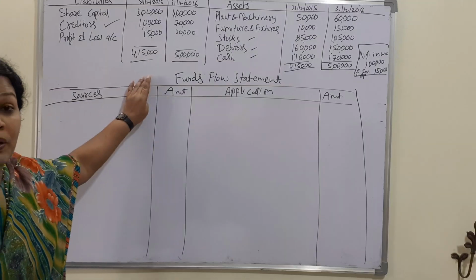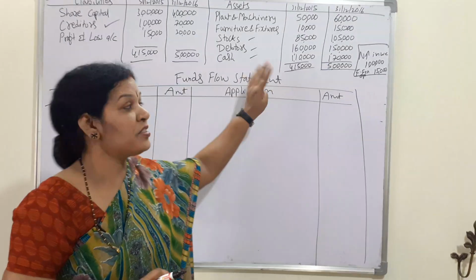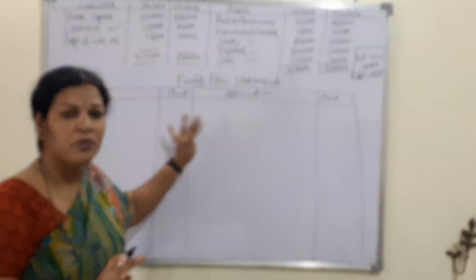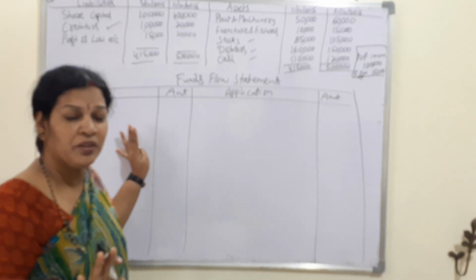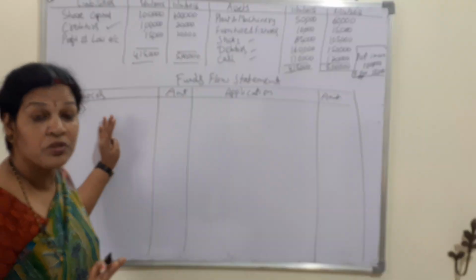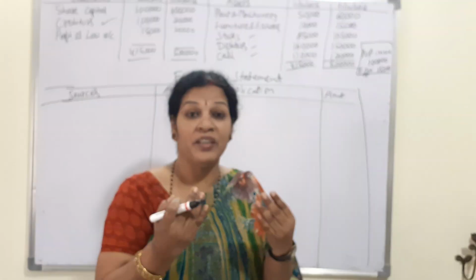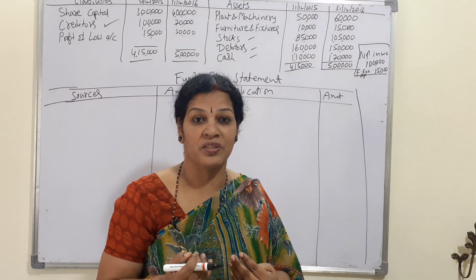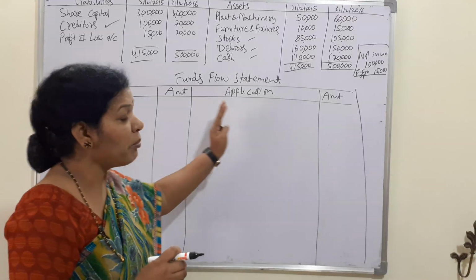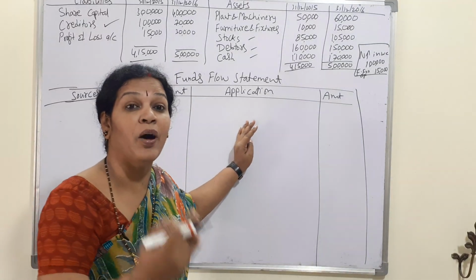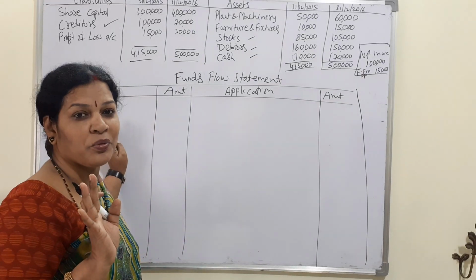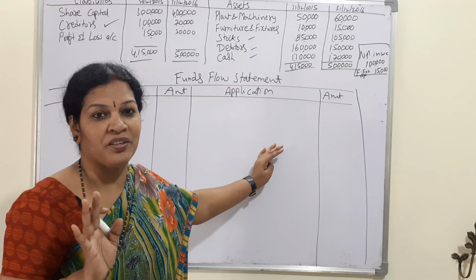So for preparation of fund flow statement, first let us see the asset side. Asset side, plant and machinery. Remember, first we are writing sources. Sources, application. Sources means if funds are coming in, if we are getting funds, it's a source. Any amount coming inside, it's a source. If amount is going out, fund is going out, it's application. Simple funda to remember. Coming in source, going out application, right?